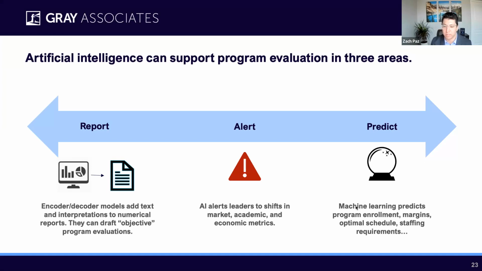There are alerting systems. So maybe you can see that the cost per credit hour for one of your departments grew X% year to year or declined X% year over year. You want to be potentially alerted of that so you can keep track of things like that. And then the third one I'll mention is predict. How can you use predictions to help you manage your programs, identify new opportunities, calculate margins, and potentially help you with decisions around scheduling and staffing requirements?